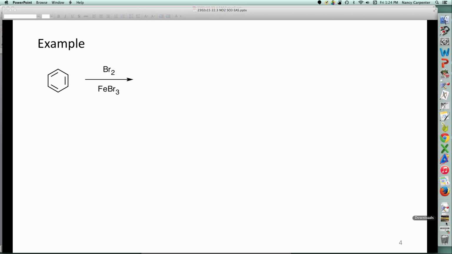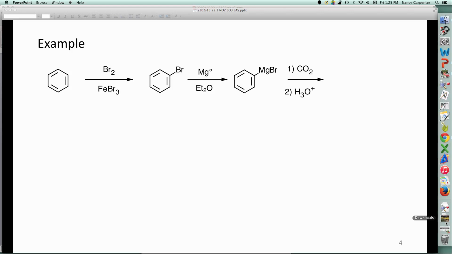So we'll wrap this one up by looking at an example. Lewis acid right here that activates my bromine electrophile to make it Br plus for all intents and purposes. That allows me to make bromobenzene. Bromobenzene plus magnesium, no mechanism required here. It's kind of magic, but somehow the magnesium inserts in between the carbon-bromine bond to give you the Grignard reagent.